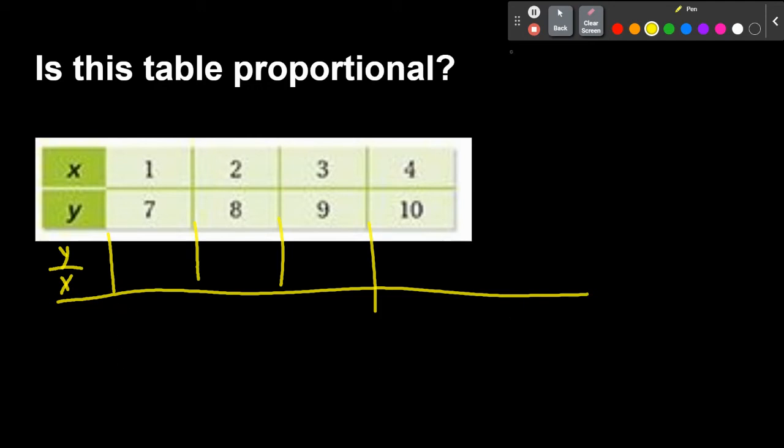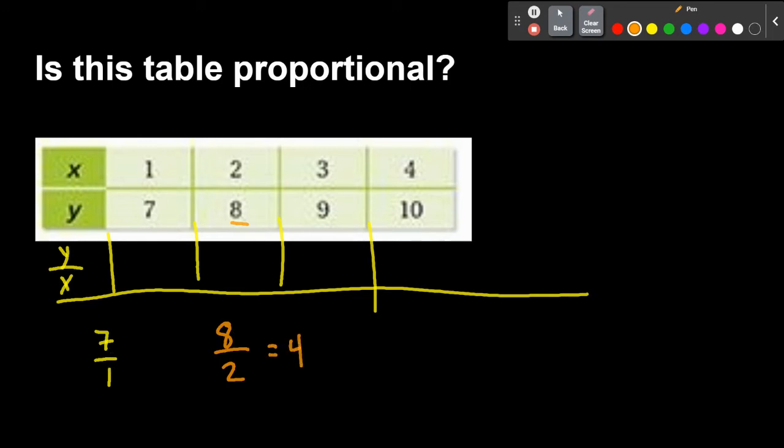All right, let's see what we get here. Let's start off with this first one. We have 7 over 1. Well, that one's already reduced. It's already a unit rate. Let's take a look at this one, 8 over 2. Well, 8 divided by 2 is 4. And right there, look at that.